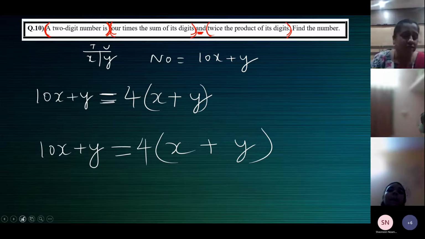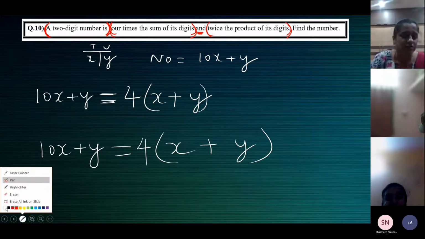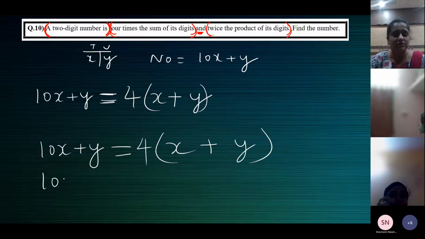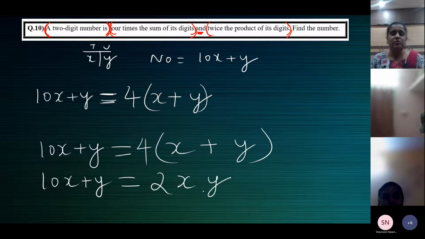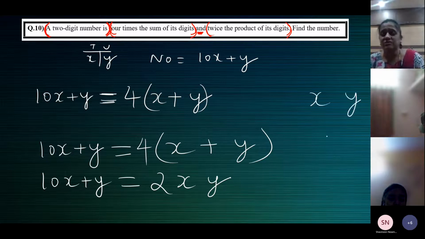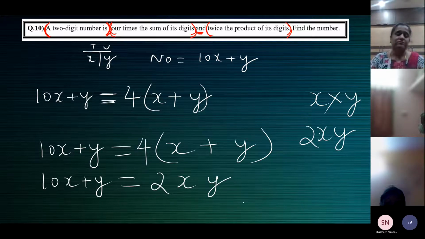So how do we express that in an equation? The two-digit number is twice the product of its digits. The digits are x and y. Product of the digits, xy. Twice the product of the digits, 2xy. So this is the other equation.